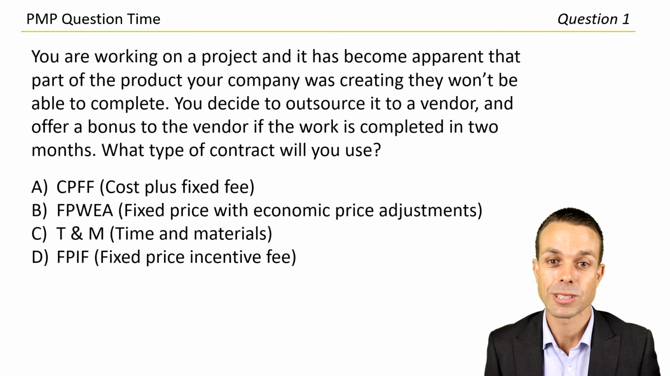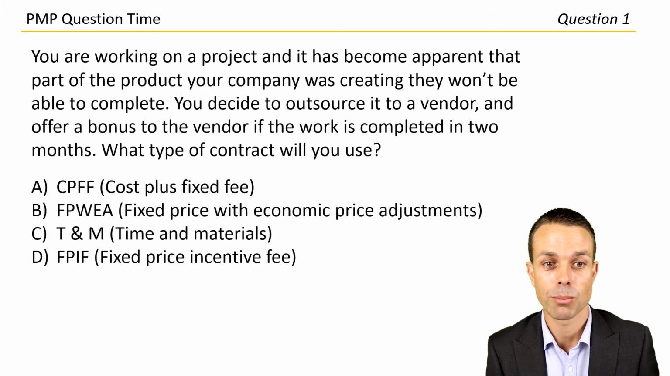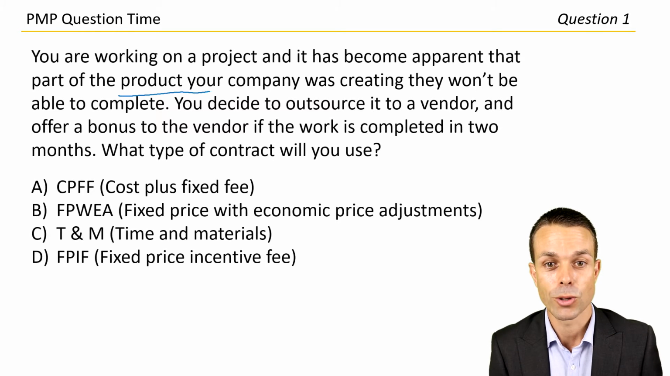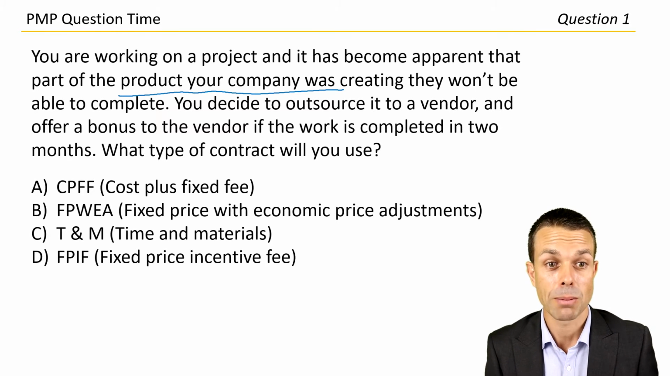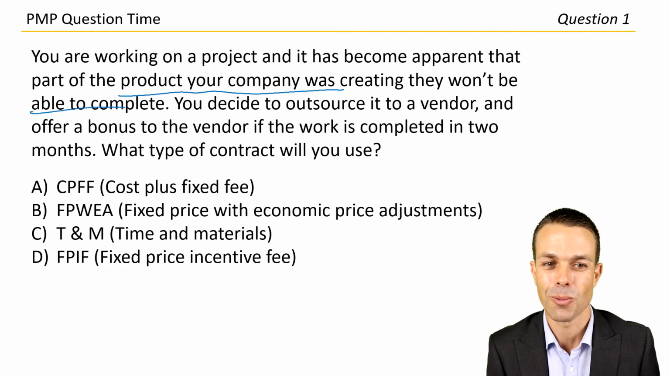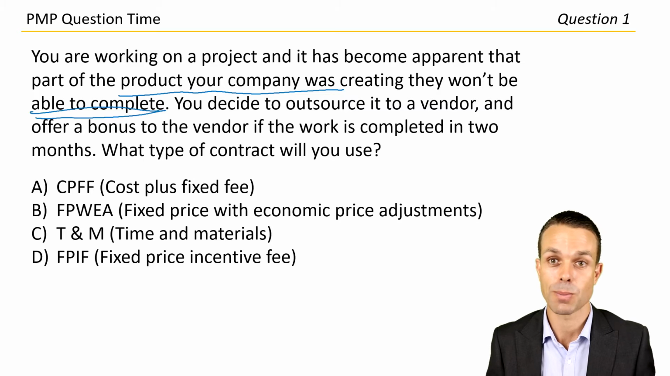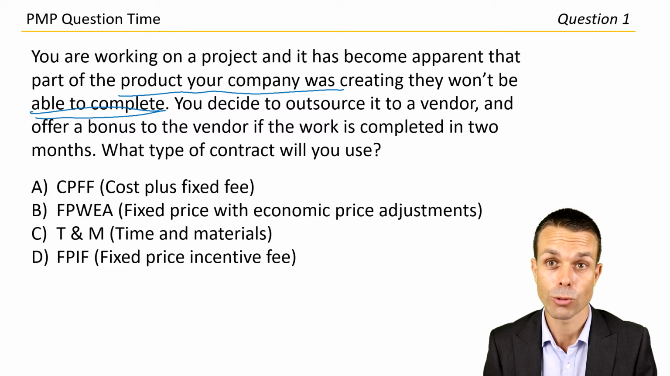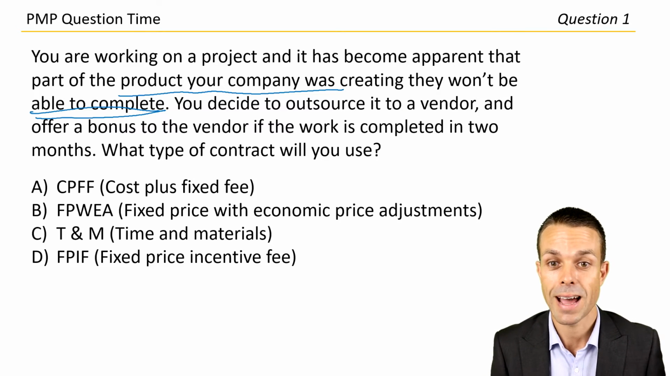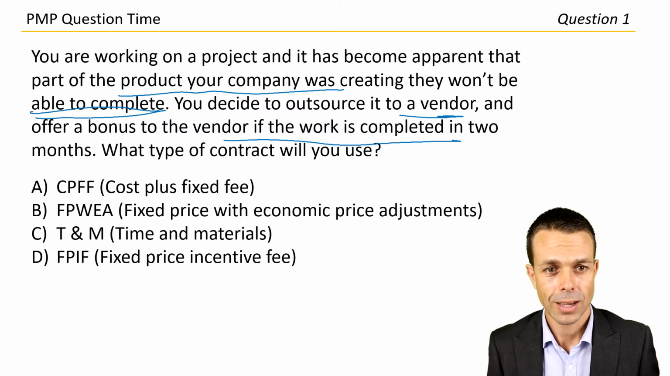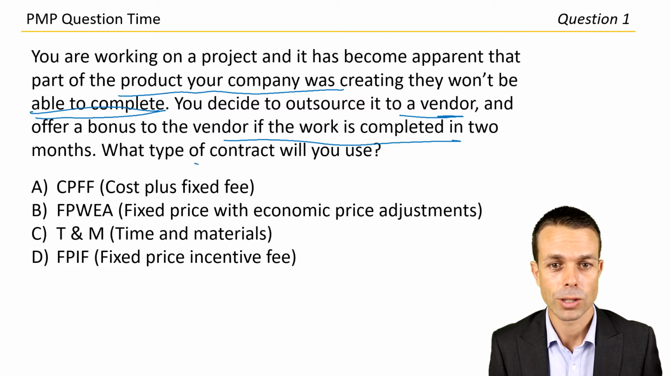You're working on a project and it has become apparent that part of the product your company was creating, they won't be able to complete. Oh man, and of course, this sort of thing happens all the time. That's why the project manager role is so important and your role is so important. You decide to outsource it to a vendor to complete and offer a bonus to the vendor if the work is completed in 2 months. Okay, that's kind of cool. What type of contract will you use?